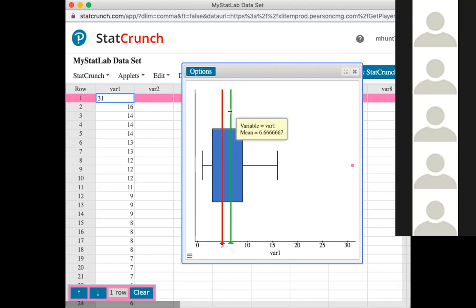Which one's bigger? The mean or the median? The mean. The mean is bigger than the median. And we got this high outlier. This distribution is skewed. Help me, somebody. It is skewed to the what direction, right or left? We have a high outlier. The mean is bigger than the median.